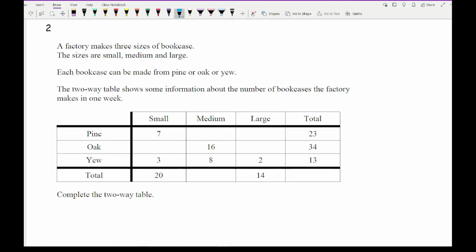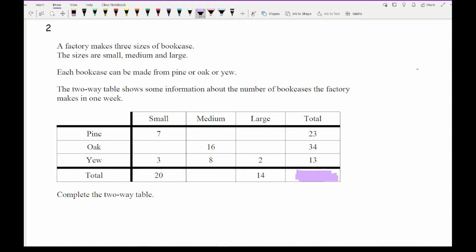Now we don't know what all the totals are. We do know what the totals are for the pine, oak and yew, but we don't know what the grand total is. So that's always a good starting point to aim for. So let's work out what the grand total is. Now I can't use the total of the bookcases to work that out because I'm missing one number, but I can use the total of each of the types of wood because I do have those 3 numbers already done. So all I need to do is simply add those numbers up.